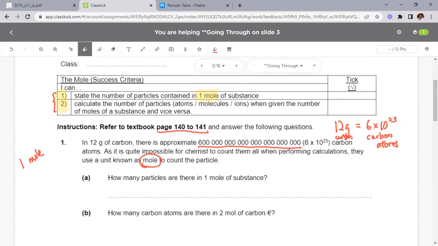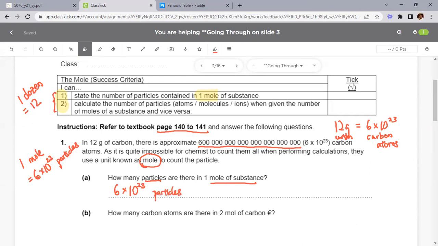So the question is, in 1a, how many particles are there in 1 mole of substance? We know that when we say 1 dozen, it's referring to the number 12. So when we say 1 mole, what is this number that we're representing? Actually 1 mole is representing 6 times 10 to the power 23 particles. So the answer is 6 times 10 to the power 23 particles.